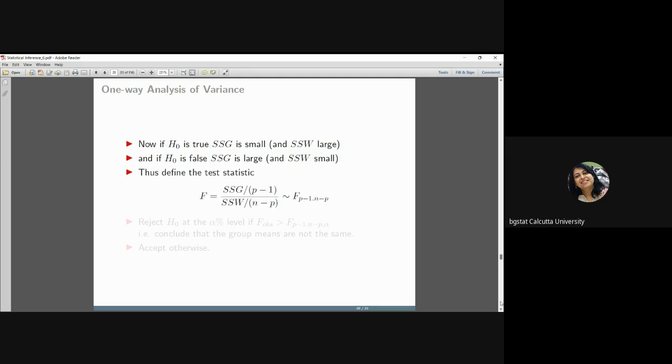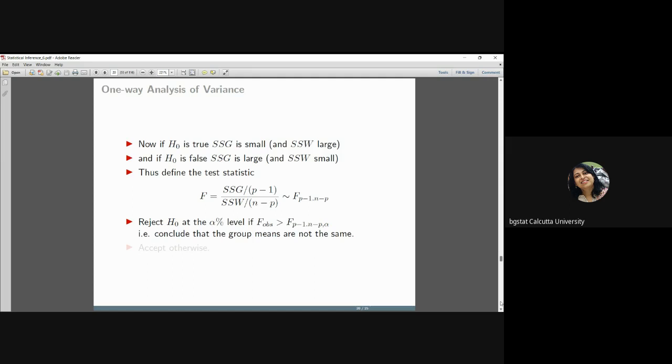Similarly, if H naught is not true, it means that SSG must be large. So in this case, the means are different. And because of the decomposition we have, it conversely means that SSW must be small. My F statistic is then defined by the ratio SSG by SSW. So not quite by the ratio. We also have to divide each sum of squares by the quantity which I mentioned was the degrees of freedom.